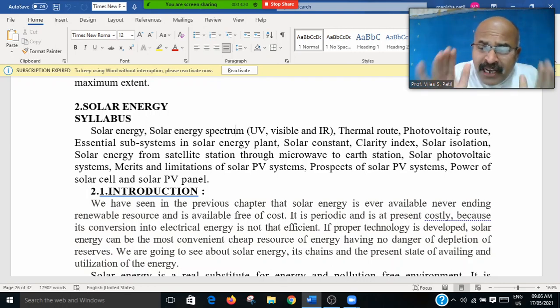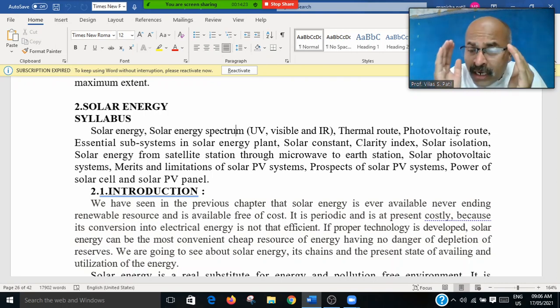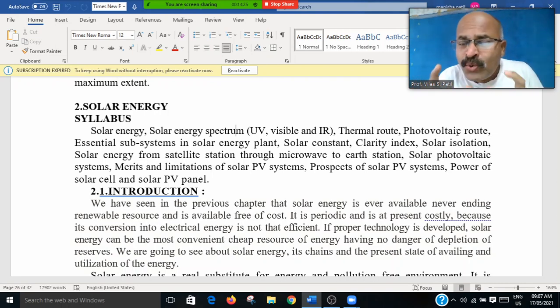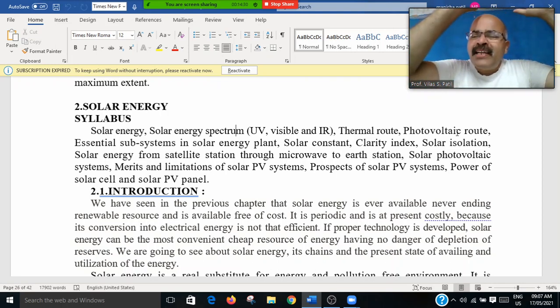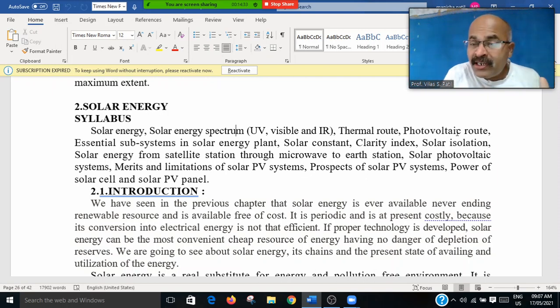The minimum and common requirements of that plant are known as the subsystems, that is receiving the radiation, conversion of the radiation through one interface, then it will be converted into electrical energy, and that electrical energy is to be stored. These are the minimum and common requirements of the solar energy plant, known as the subsystems of the solar energy plant.